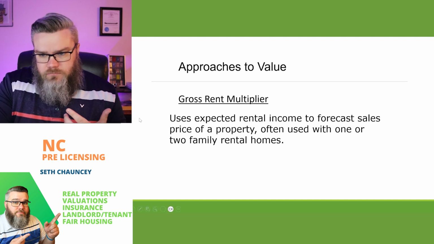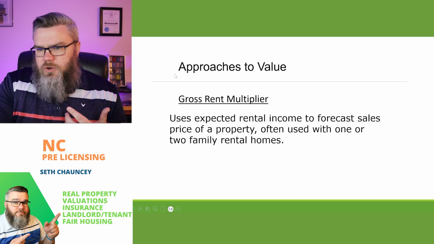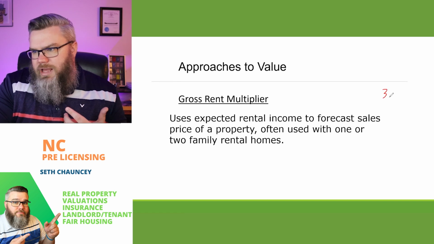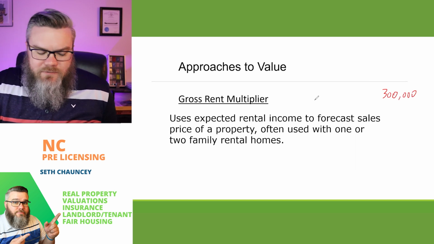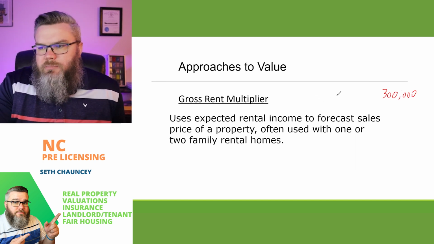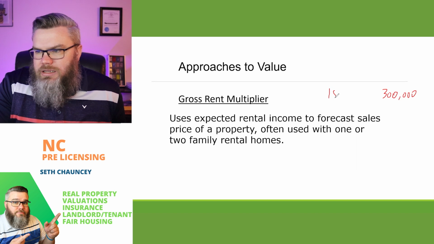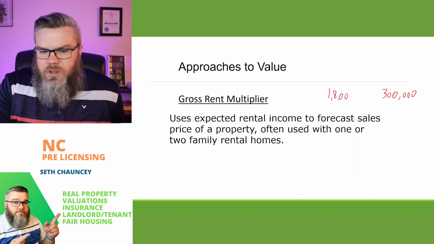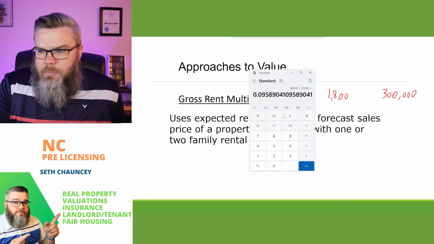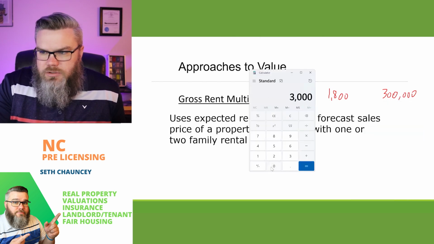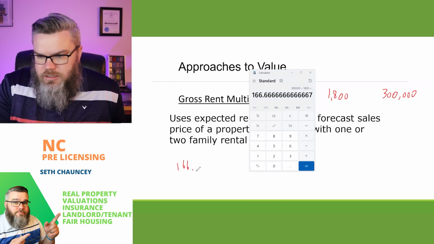So let me explain. If a property sold for $300,000 and it was an investment property, so it was sold with a tenant still in place, and they were charging $1,800 a month in rent. All a gross rent multiplier is doing is taking a property like this, sold for $300,000, and dividing it by what it was renting for when it sold to give you a gross rent multiplier of 166.67.